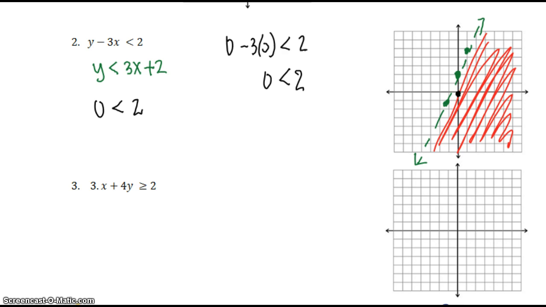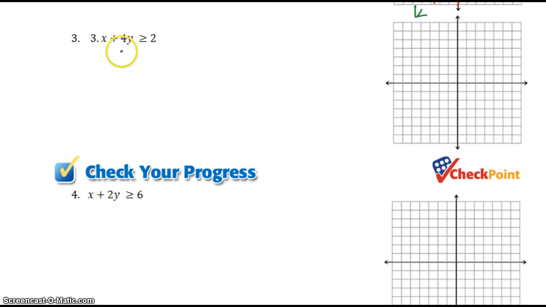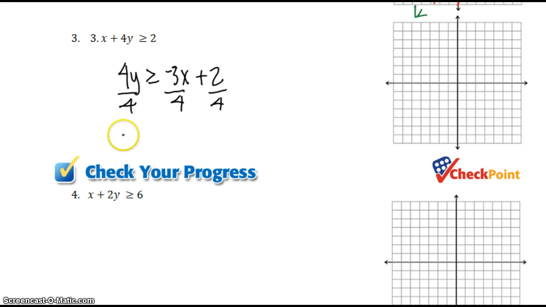Now let's move on to number 3 where we have, this is a typo. This should be 3x plus 4y. So again, I'm isolating my 4y, so I'm going to subtract 3x from both sides and divide everything by 4. So it's going to be a fractional answer. Y is greater than or equal to negative 3/4 x plus 1/2.